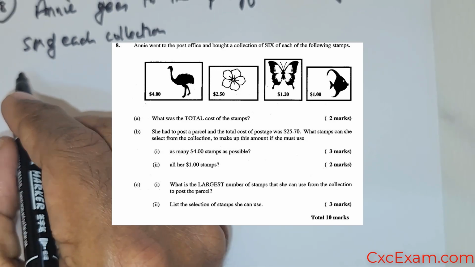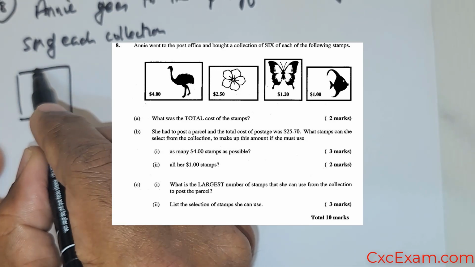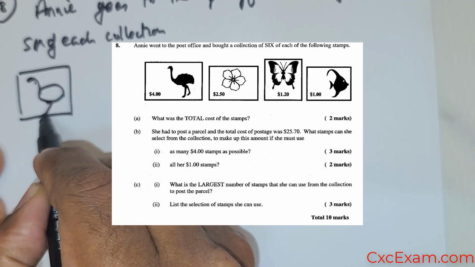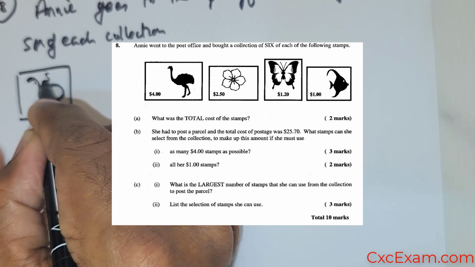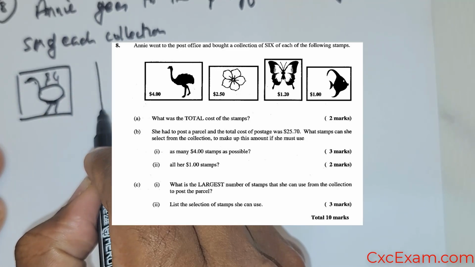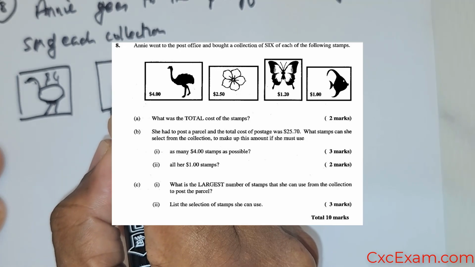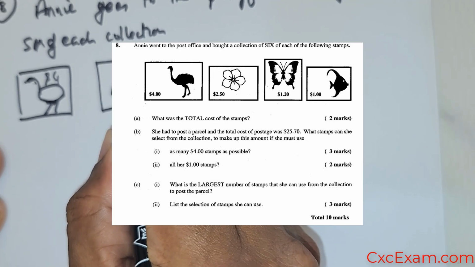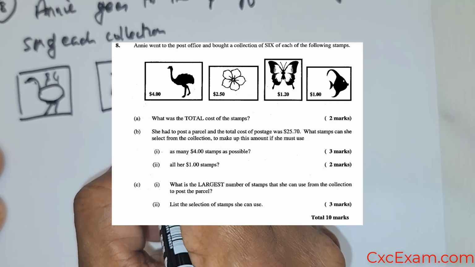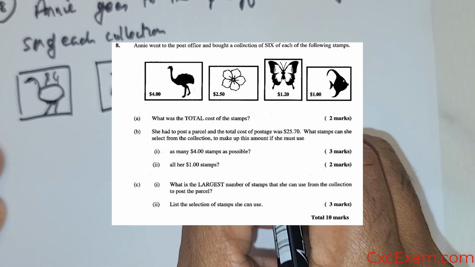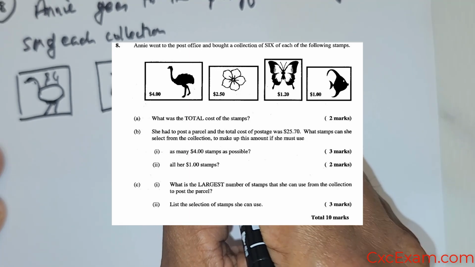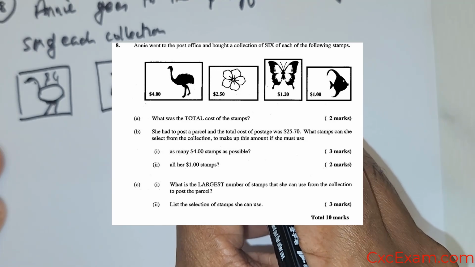So imagine the stamps are in this fashion. So you have a bird there. Okay, this is a bird stamp. It's $4. Price is $4. And then you have another stamp. It's the flower stamp, and that is $2.50. And then you have another stamp. So this is the butterfly stamp, and it is 1.20.